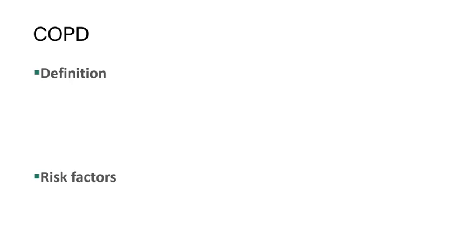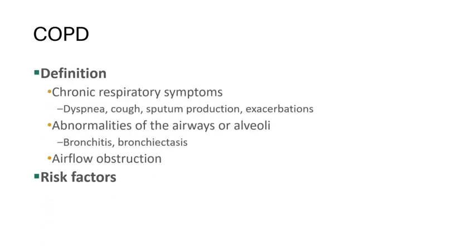So, what is the definition of COPD? Chronic obstructive pulmonary disease is defined as a heterogeneous lung condition characterized by chronic respiratory symptoms. These symptoms can include dyspnea, cough, sputum production, and exacerbations due to abnormalities of the airways like bronchitis and bronchiectasis, and/or alveoli like emphysema that cause persistent, often progressive airflow obstruction.